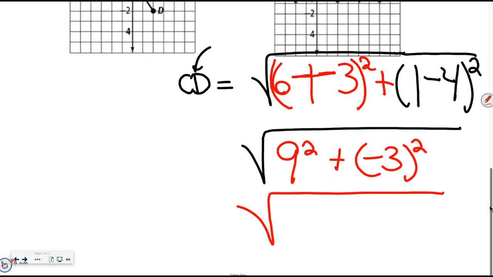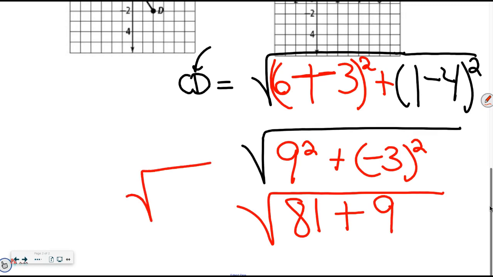9 times 9 is 81. -3 times -3 is +9. 81 plus 9 is 90, and I don't have a calculator, so we'll leave that to you to round it to the nearest tenth. It'll be 9 point something, but you need to fill in the something.